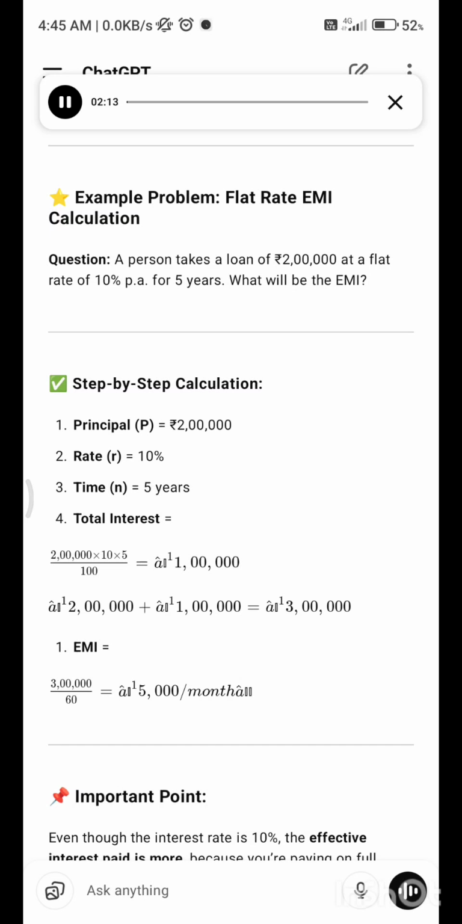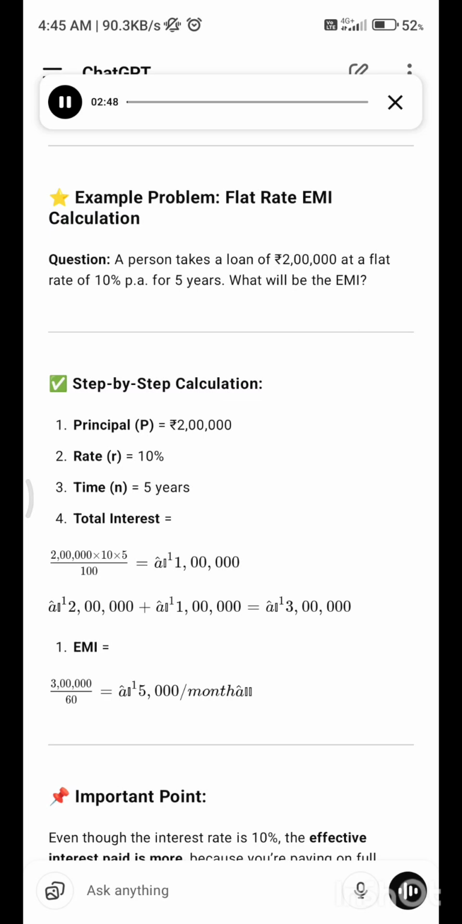Step-by-step calculation. 1. Principal P equals 2,000. 2. Rate R equals 10%. 3. Time N equals 5 years. 4. Total interest equals 2 times 10 times 5 divided by 100, which equals 1,000. 5. Total payable, principal plus interest, equals 2,000 plus 1,000 equals 3,000. 6. Tenure in months, 5 times 12 equals 60 months. 7. EMI equals 3,000 divided by 60 equals 50 per month.